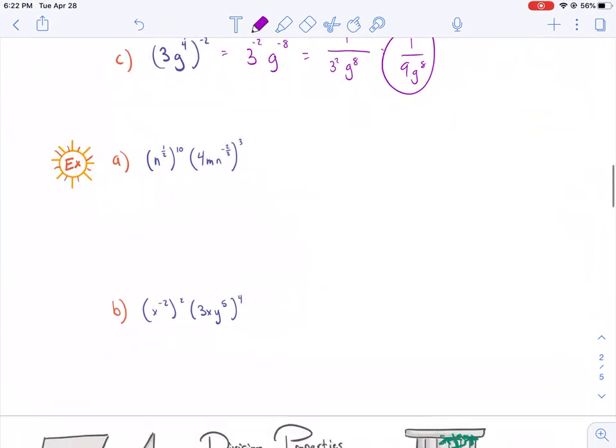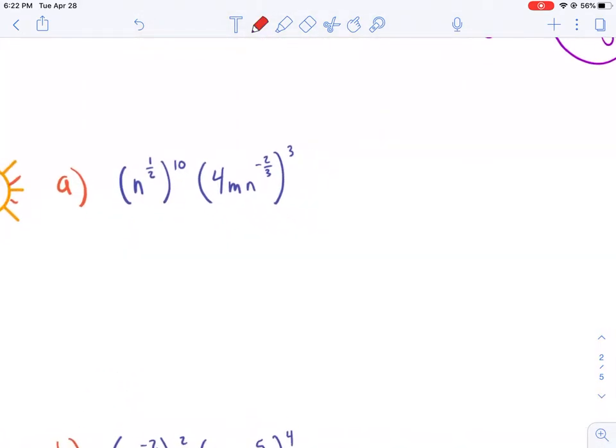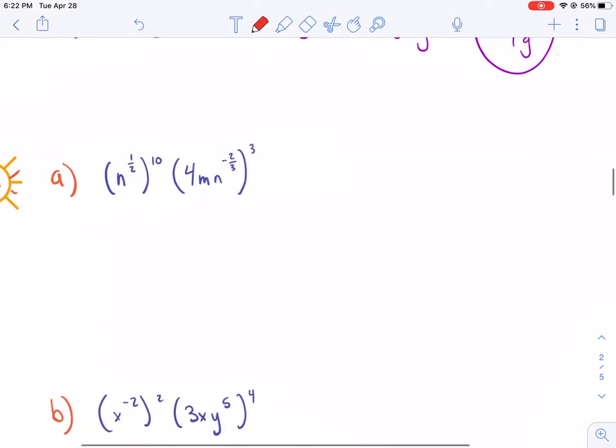Okay, so now we're on our last couple examples, last 2. So we have n to the 1/2 raised to the 10 power times 4mn to the -2 over 3, all raised to the 3rd power. A lot going on here, so let's take it step by step. The first thing I'm going to do is this guy. N to the 1/2 times, or to the 10th power. I say times because I know I'm going to be multiplying the exponent together. Power to a power, multiply the exponent. So we get n to the 1/2 times 10. I hope you guys recognize that that's 5.